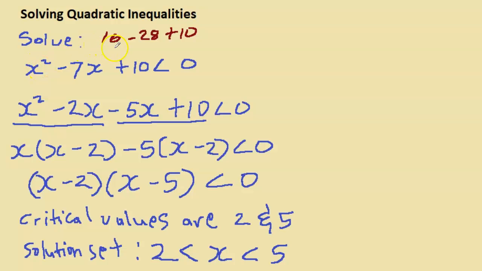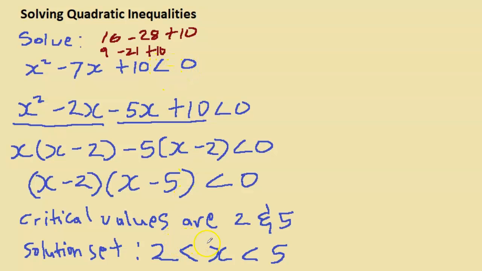3, then 3 squared, that's 9. Minus 7 times 3, that's minus 21. Plus 10. The 9 and the 10 will give me 19. And 19 minus 21, that's what? Negative 2. And negative 2 is actually less than 0.